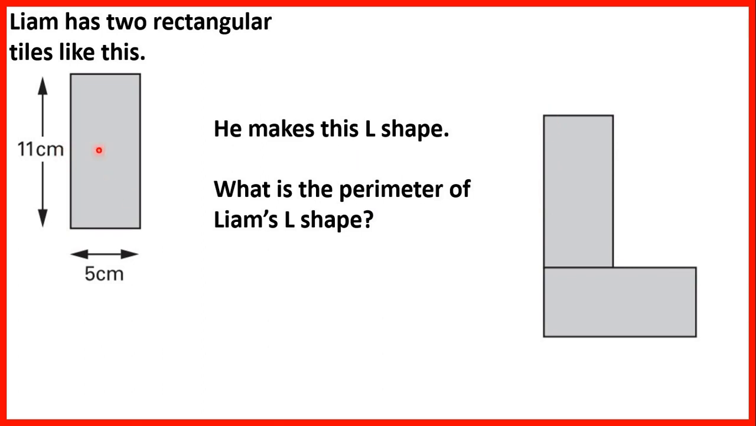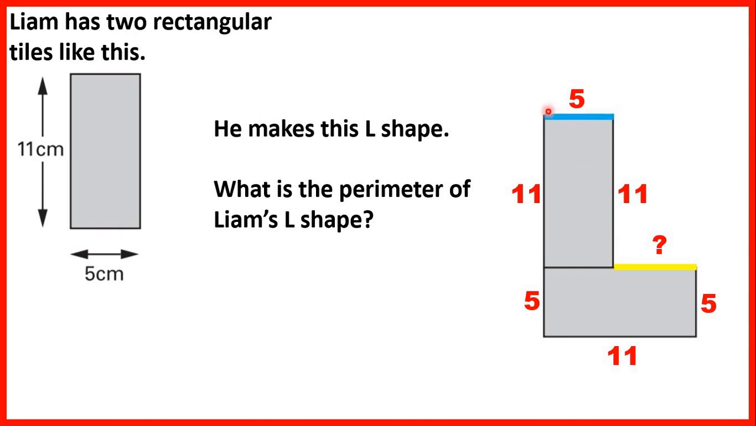So what we can do is label the sides that we know. We have 3 shorter lengths, and we know that the shorter length of the rectangles are 5 centimetres, and we have 3 longer lengths, which we know are 11 centimetres each. But we also have this length here. Now this isn't necessarily going to be the same as the shorter length.